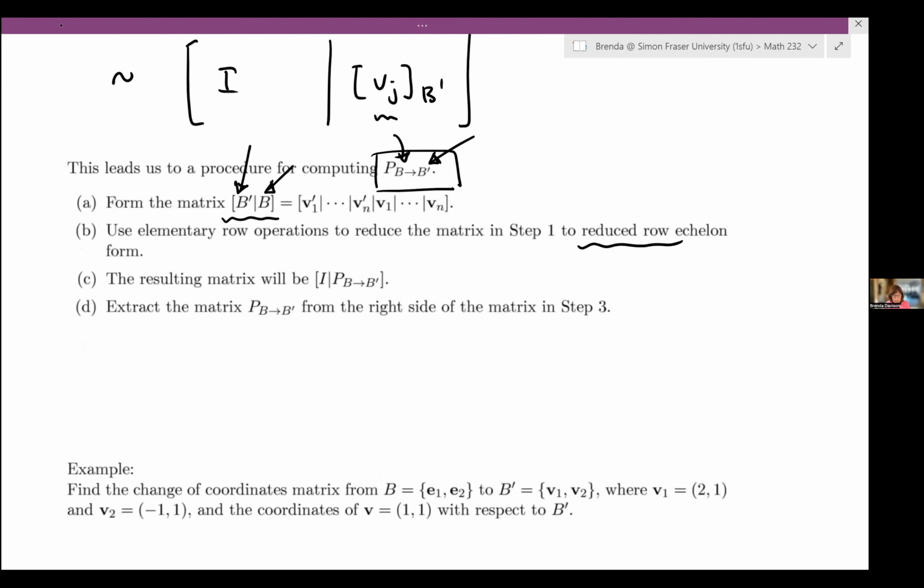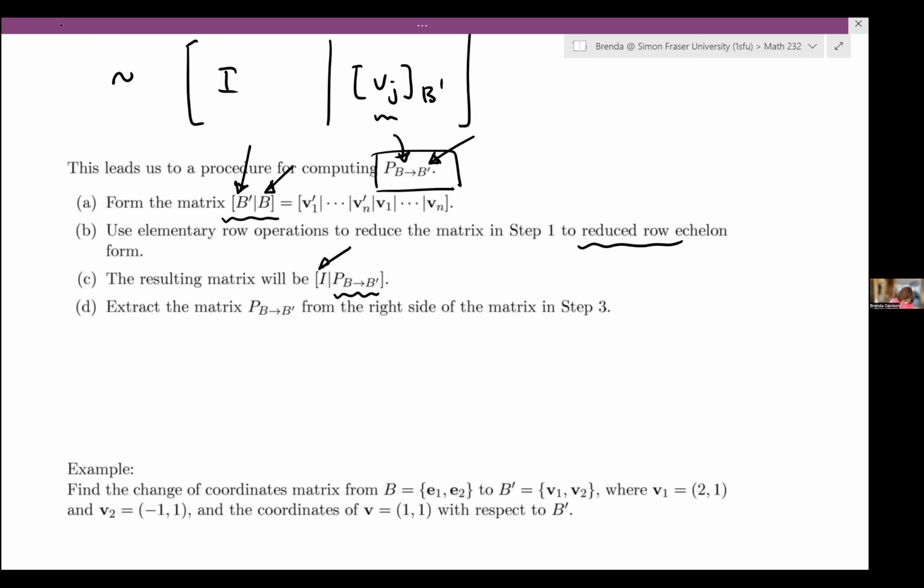There's going to be no back substitution in this model. The resulting matrix will be the identity matrix, and then there'll be a whole pile of columns here, and those columns will be what you want. That will be the matrix that changes vectors from basis B to basis B prime. You extract that and you write that down.